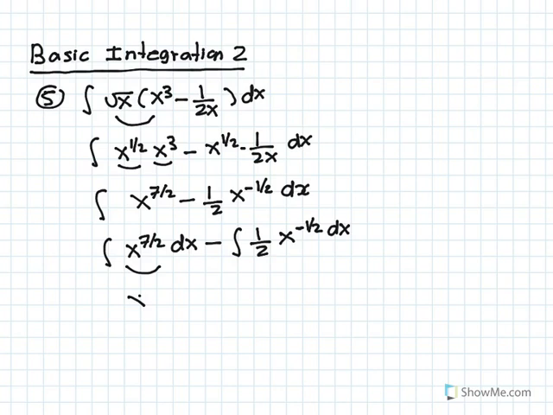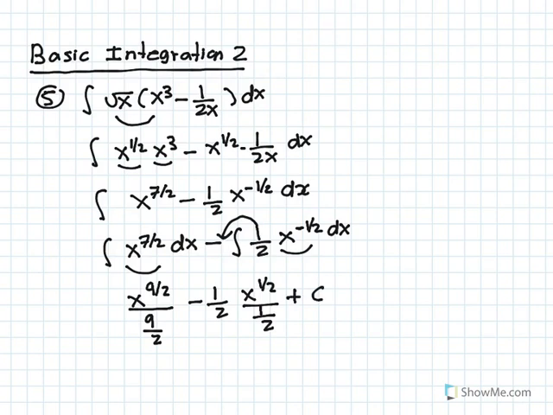Antiderivative of x to the 7/2: add 1 to the exponent, that's x to the 9 over 2, divide by 9 over 2. Bring the 1/2 out, minus 1/2 times x to the negative 1/2, let's integrate that. That's going to be x to the 1/2 divided by 1/2 plus c. And the 1/2 cancels with the 1/2. Let's flip the denominator and we'll get 2 over 9 x to the 9 over 2 minus x to the 1/2 plus c.